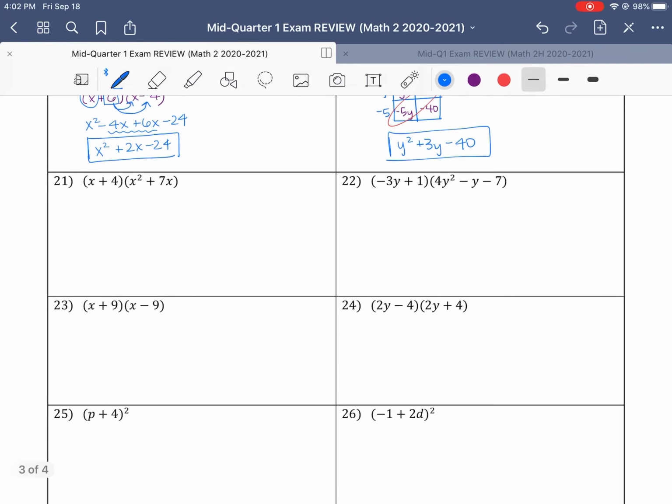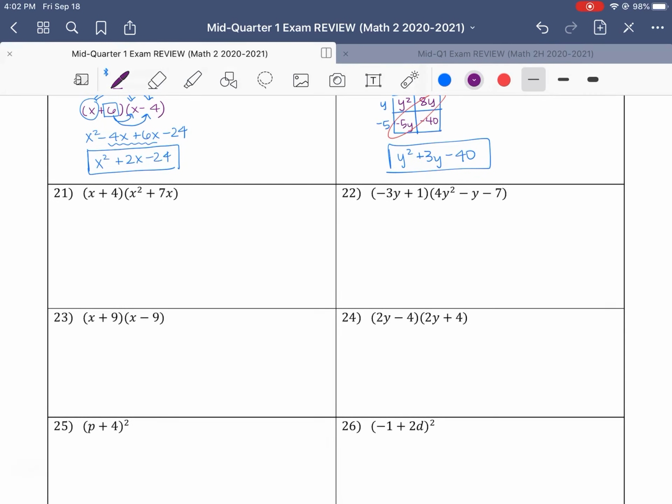Number 21, so again, I'm going to go back to distribution. So again, if we're going to take this, we need to multiply him by each piece over here. So remember, x times x squared is actually x cubed, and x times 7x would be 7x squared. We then take the 4 and do the same thing, distributing them to each piece. We get plus 4x squared, and the 4 multiplied by 7x would be 28x. Combining like terms, if there are some, we notice both in the middle have x squareds, so we go x cubed, we combine the 7 and the 4 to get 11x squareds plus 28x.